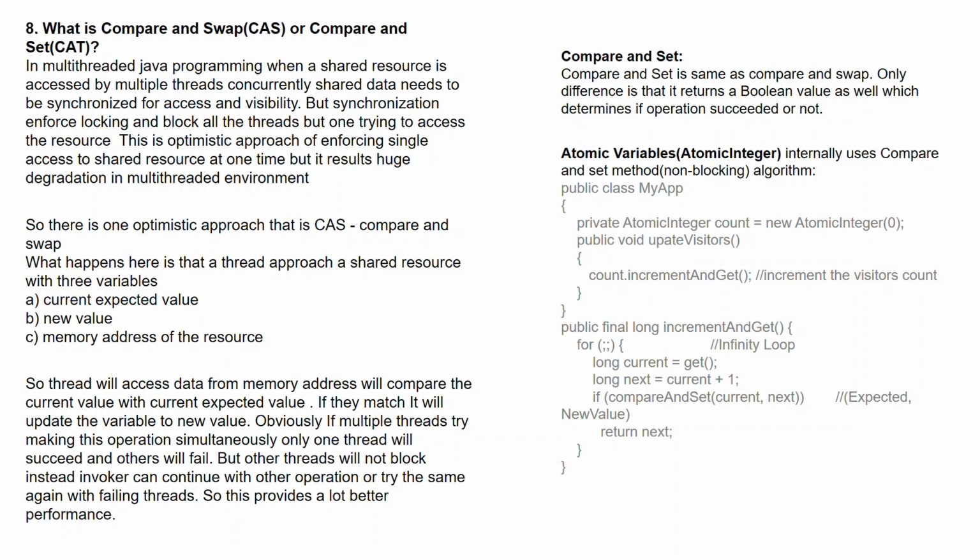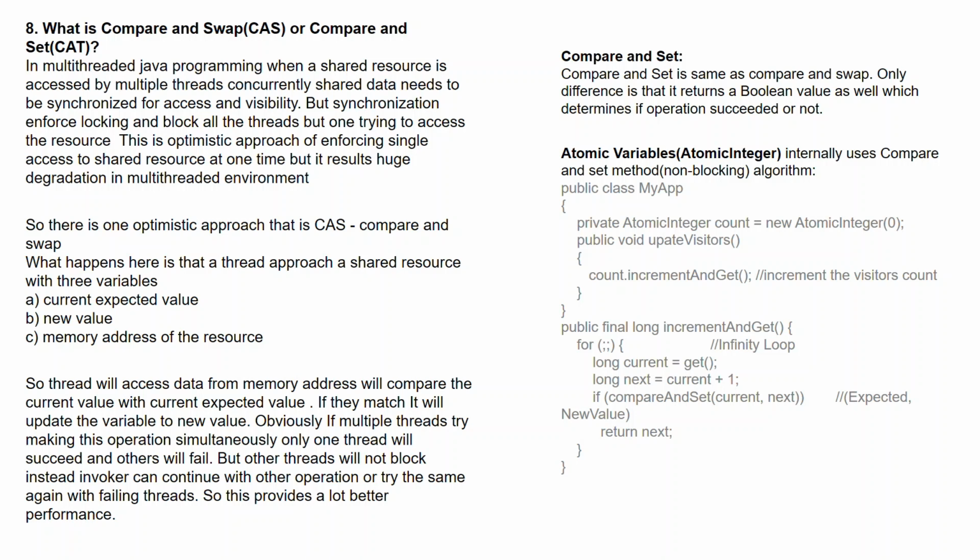What happens here is that a thread approaches a shared resource with three variables. A. Current expected value. B. New value. C. Memory address of the resource. So the thread will access data from the memory address and compare the current value with the current expected value. If they match, it will update the variable to the new value. Obviously, if multiple threads try this operation simultaneously, only one thread will succeed and the others will fail, but the other threads will not block. Instead, the invoker can continue with other operations or try the same again with the failing threads. So this provides much better performance.